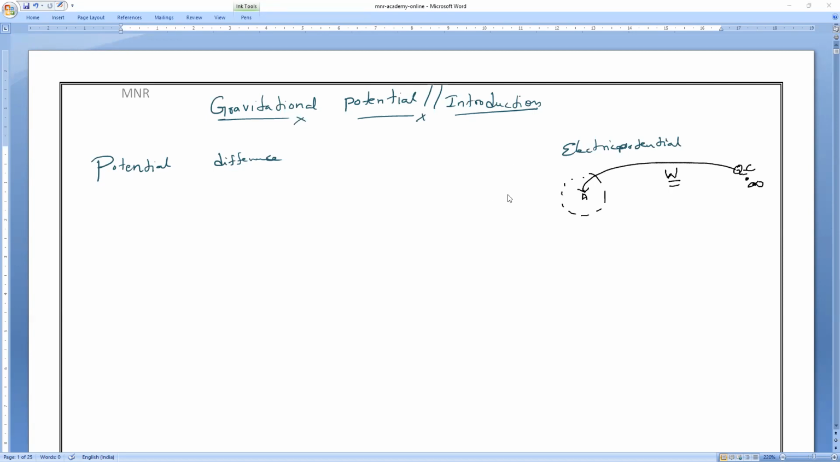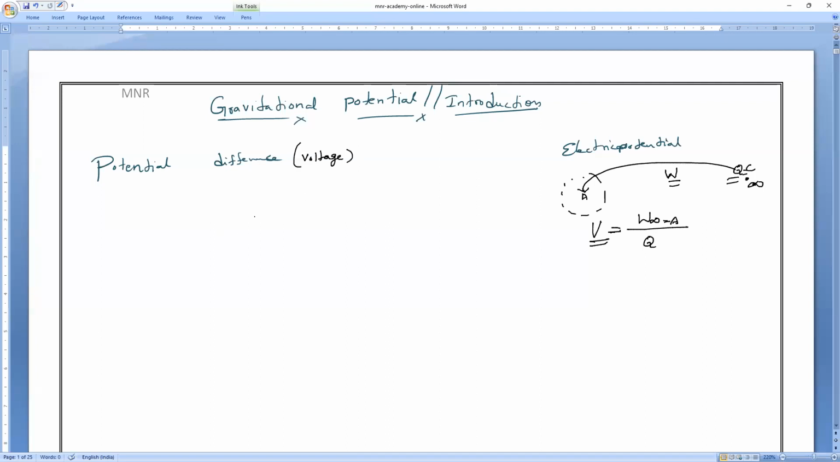Please respond, all of you. Yes or no? So now the work done to bring the q amount of charge from infinity to point A, that is work done per q amount of charge. That is what we used to call an electric potential, which is also represented with the volt. Am I right, everyone? Yes or no, Rudresha? Yes.